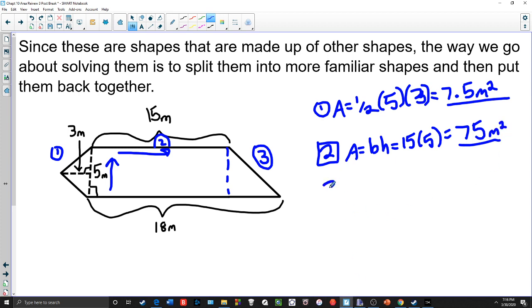And then thirdly, we get this last little triangle here. Now remember, this right here is a height, so it's perpendicular. That means I have a height of 5, and I want this base right here.